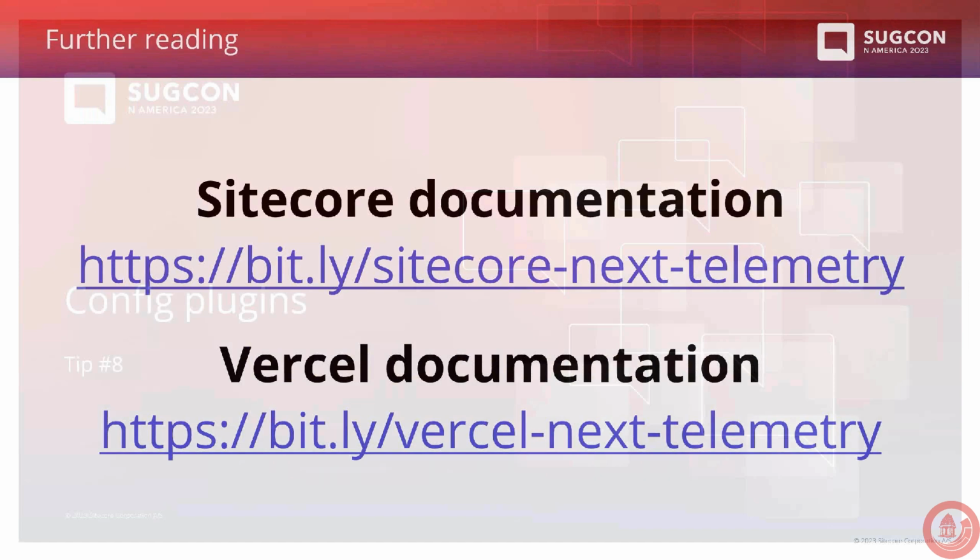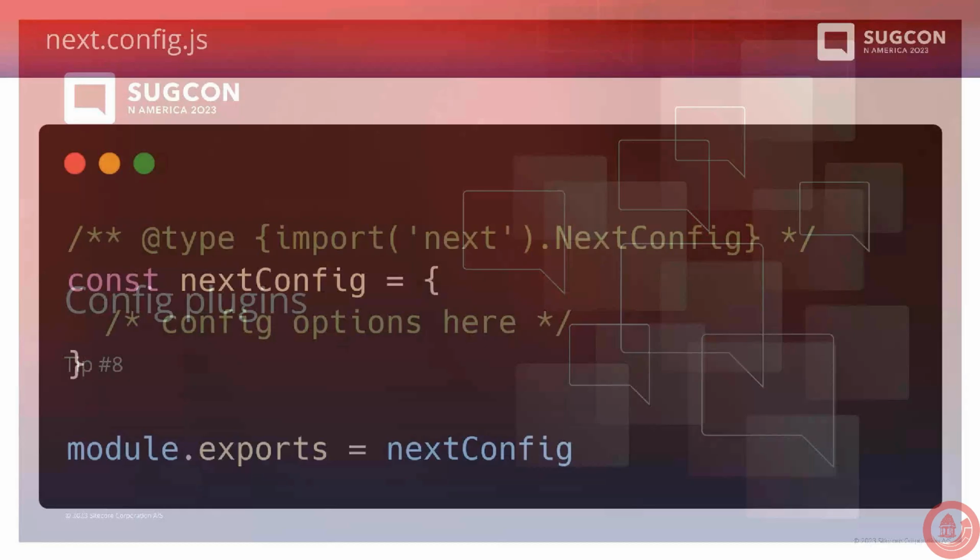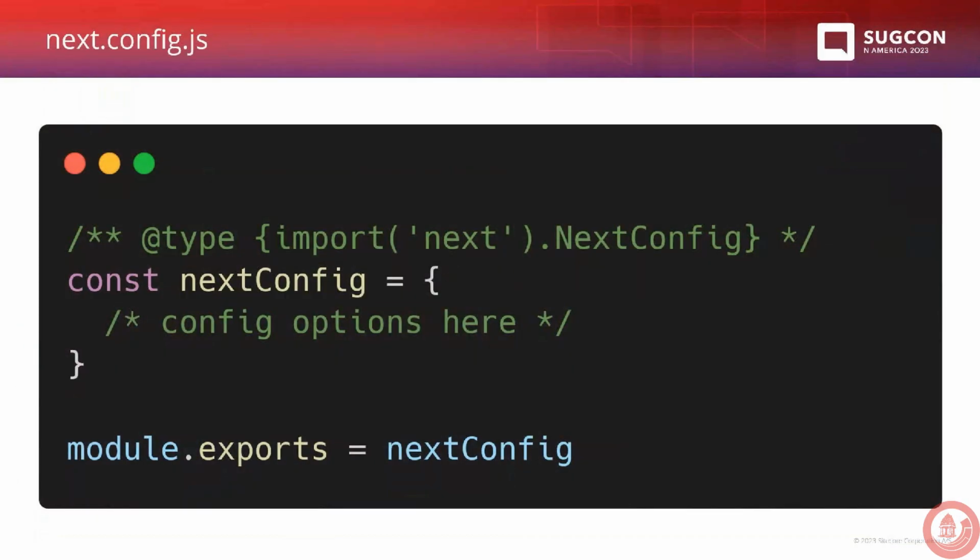For this step, we're going to look at a feature in the Sitecore Next.js SDK that will help you with upgrades of the SDK. And this is a feature called Next.js config plugins. So in the root of your Next.js application, there's a next.config.js file where you can configure all of Next.js's settings. In a new Sitecore Next.js application, there are already a bunch of things configured in this file.